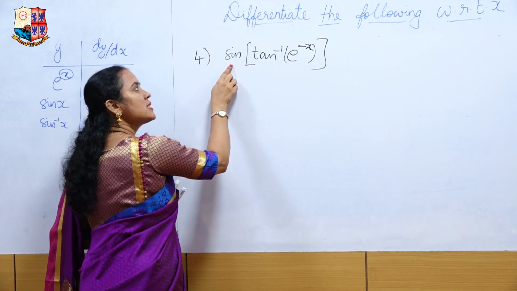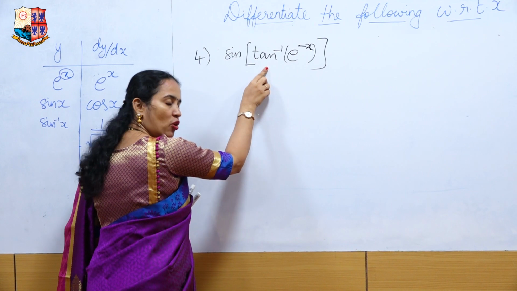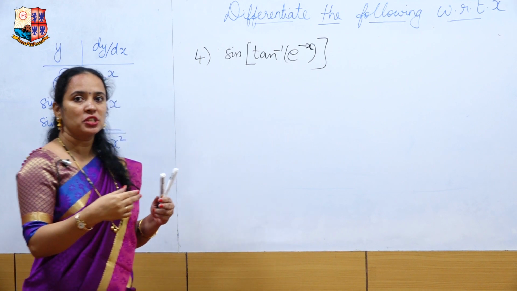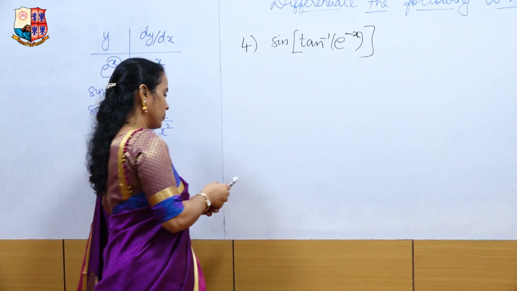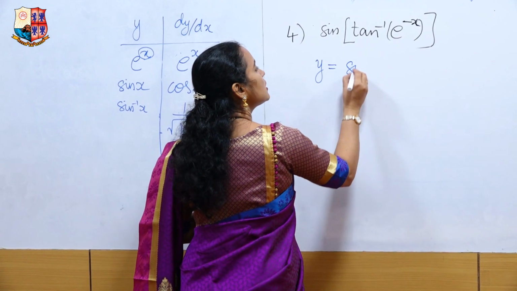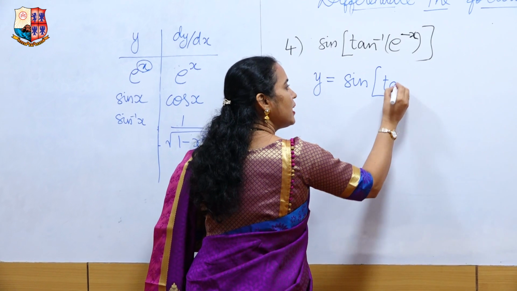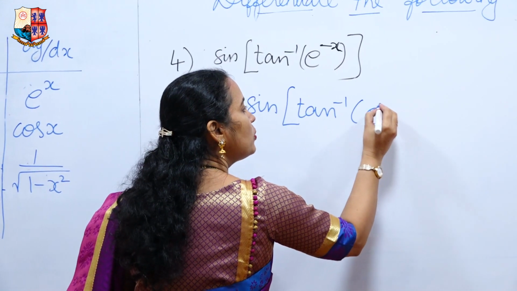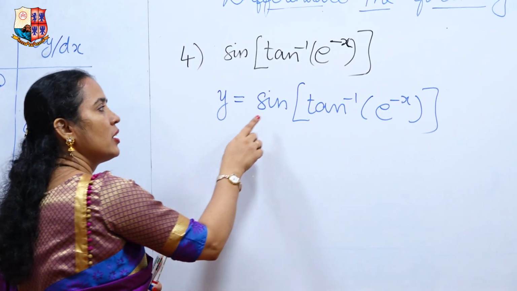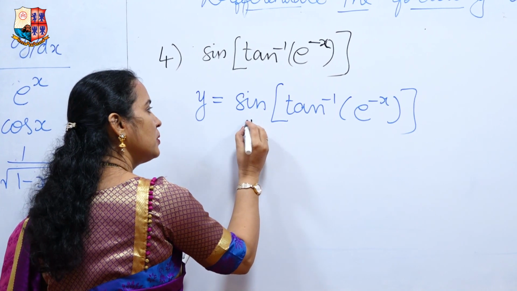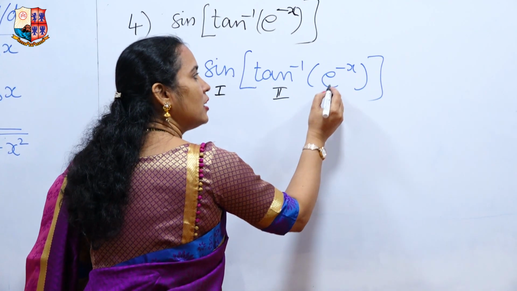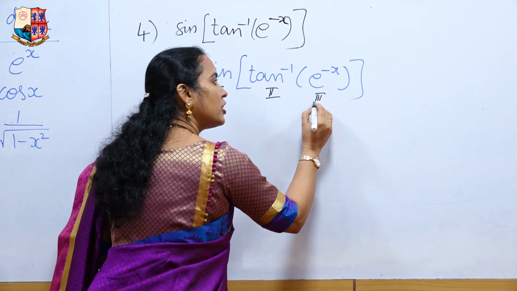Fourth problem, sine of tan inverse of e to the power minus x. So many functions, so many chain rules to apply. Take the given function as y is equal to sine of tan inverse of e to the power minus x. How many do you have? Sine will be your first function. Tan inverse will be your second function. E to the power minus x will be your third function.